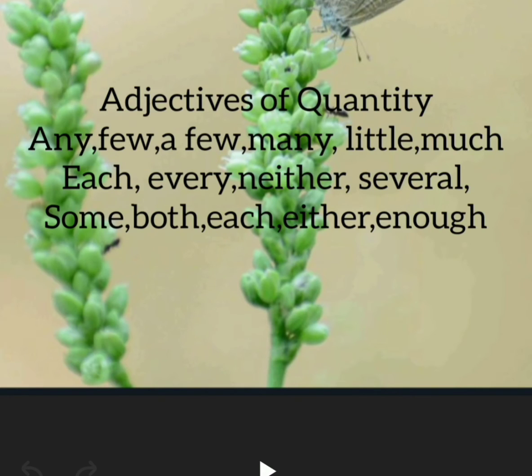The next type of determiner is adjectives of quantity. This determiner shows the quantity of something. When we want to show the quantity of anything, we can use the following determiners like any, few, a few, many, little, much, each, every, neither, several, some, both, each, either, enough. Such kind of determiners we can use to show the quantity of the noun. These are adjectives of quantity.